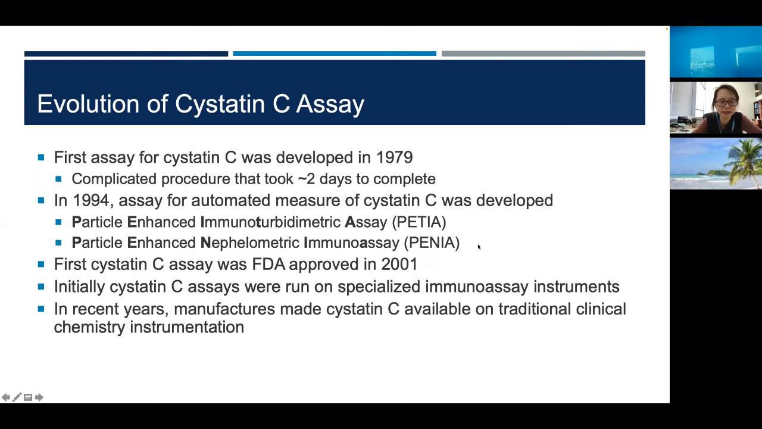Right now, there are 2 immunoassays that we use commercially to measure cystatin C, the PETIA and the PENIA. The first cystatin C assay that was FDA approved was not until 2001. Initially, the cystatin C assay ran on specialized immunoassay instruments, which means it was really only available in large labs or reference labs. In recent years, manufacturers have made cystatin C available on traditional clinical chemistry instrumentation, and this allows increased availability for cystatin C assays to run in small and large labs because they can use the same instruments to run their routine labs such as BMP and CMP.